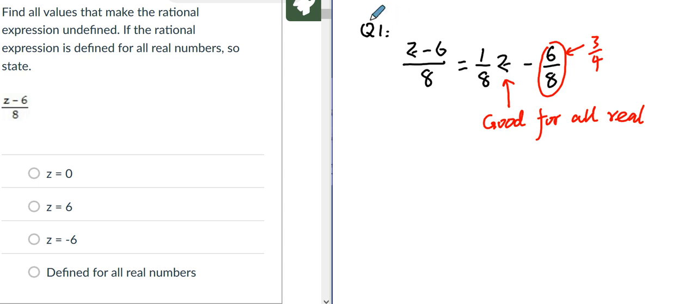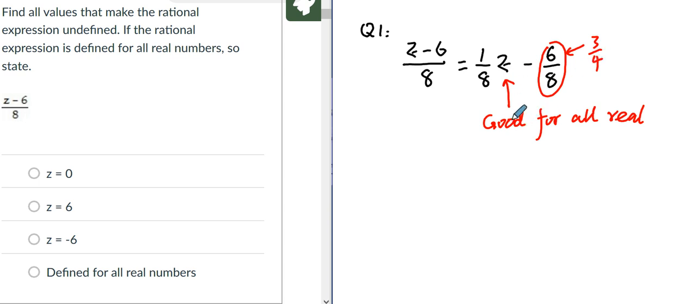Now, let's work on our question 1 here. Find all values that make the rational expression undefined. If the rational expression is defined for all real numbers, so state. We know z minus 6 over 8 is 1 over 8 times z subtract 6 over 8, which can be reduced to 3 over 4.